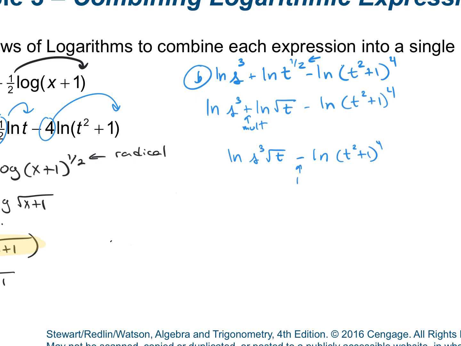Now this subtraction means division. So we're going to go ahead and write them as a quotient. So ln equals s cubed root t over t squared plus 1 to the fourth power. Now you can either put them in parentheses or you can leave them like this, whichever is fine. I'll leave them the way they are in the computed notes.